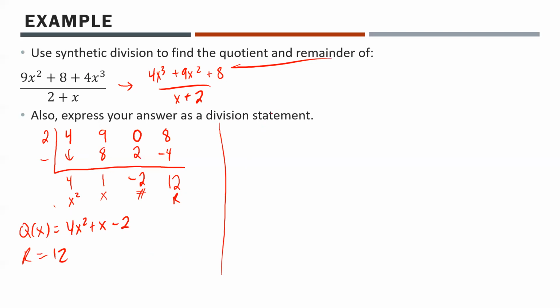That's all good. Now for our division statement, we'll say it's our polynomial that we started with, 4x cubed plus 9x squared plus 8 over x plus 2. This division is going to equal our quotient, which was 4x squared plus x minus 2, plus our remainder, which was 12, over what we were dividing by in the first place, x plus 2. Boom, that's it, right? That's our division statement.